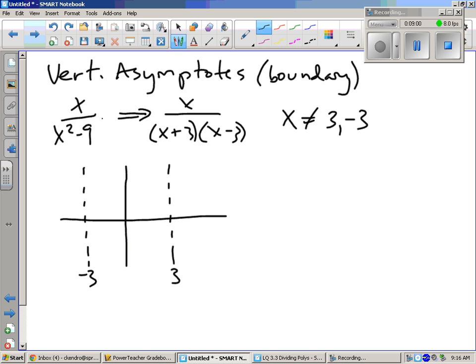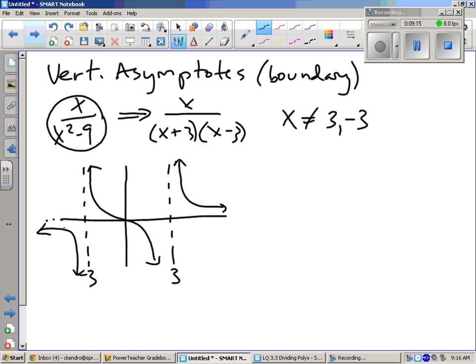So let's say you plug this into the graphing calculator, it would look something like this. And then there'd be a part up here, and there would be a part down here. So it's saying x can be anything along this axis, but it jumps over the 3 and the negative 3, and it starts the graph over.